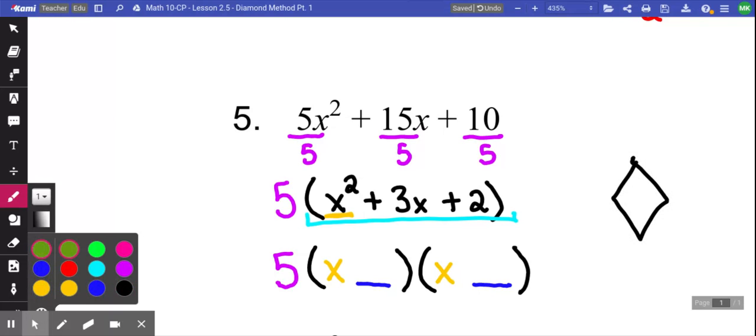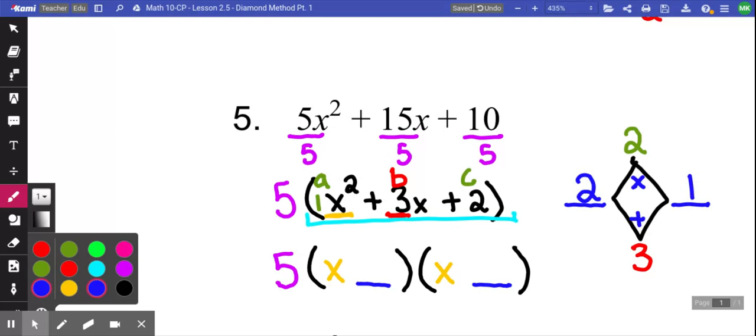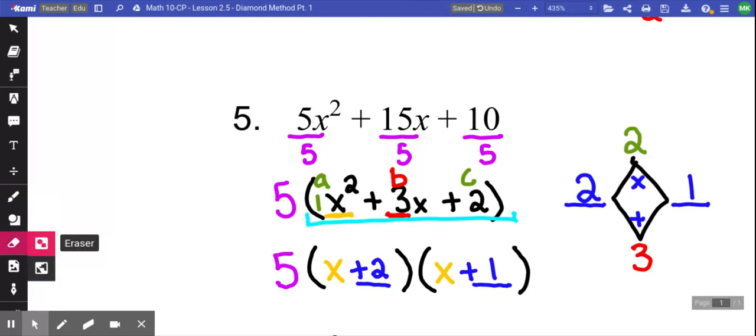is A times C on the top. A is 1, C is 2, 1 times 2 is 2. The bottom number is always B. In this case, it's 3. I'm looking for two numbers that multiply to be 2 and add to be 3. 2 times 1 equals 2. 2 plus 1 equals 3. The sides of my diamond are 2 and 1.